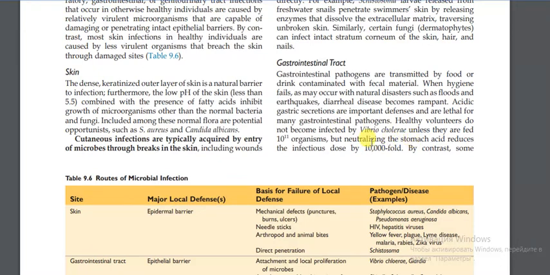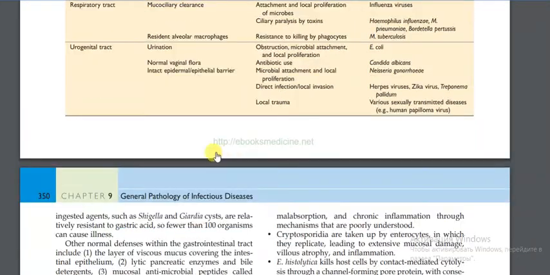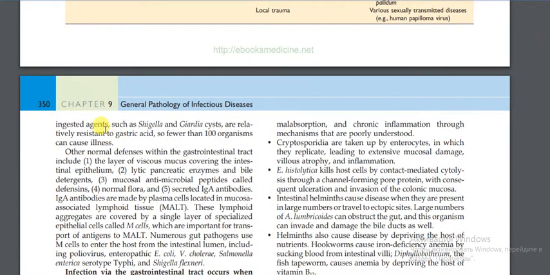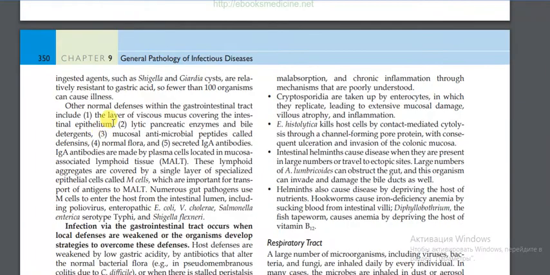and only dilution of stomach juice, or maybe the use of antacids, can weaken this. Then they cannot prevent a lot of bacteria from entering our digestive tract. Okay, but bacteria like Shigella and Giardia are relatively resistant to gastric acid, so fewer than 100 organisms can cause illness.